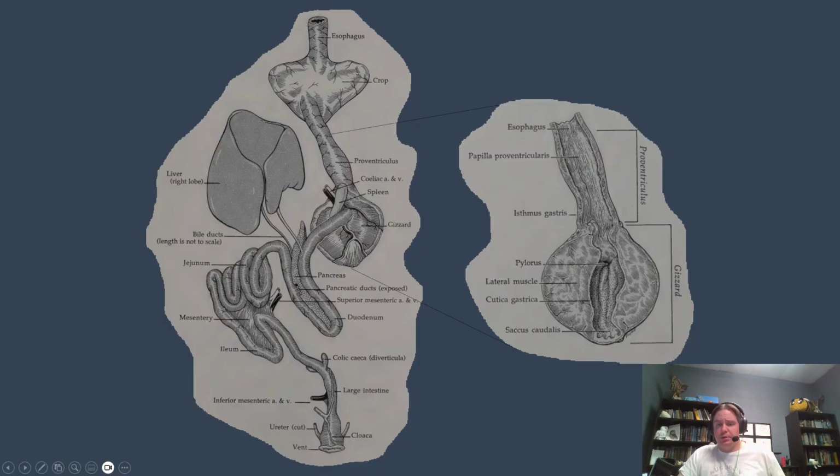At the same time here, what else? So we got the pancreas. Let's look at the pancreas. So the pancreas produces things like insulin and glucagon, but it also produces digestive enzymes that are helpful in further processing food to be digested and for nutrients to be absorbed in the small intestine.